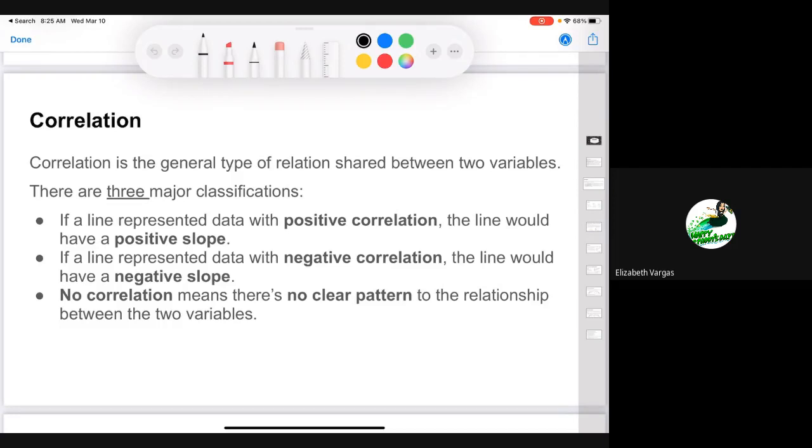There are three major types of classifications for correlations. We have a positive correlation, which often has a positive slope, a negative correlation, which often has a negative slope, and then something known as no correlation, which just represents that there's no clear pattern.